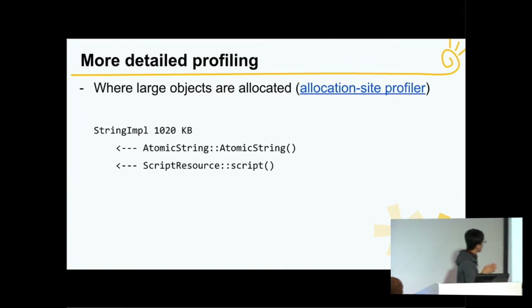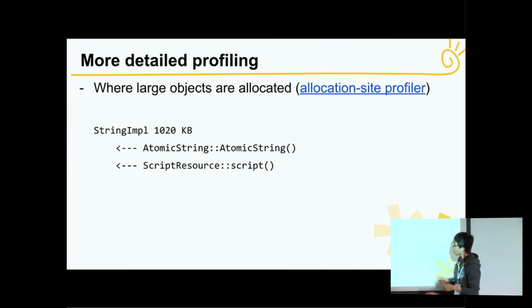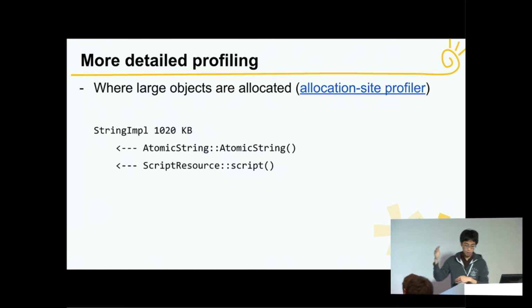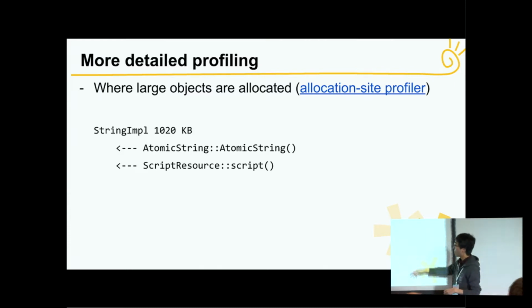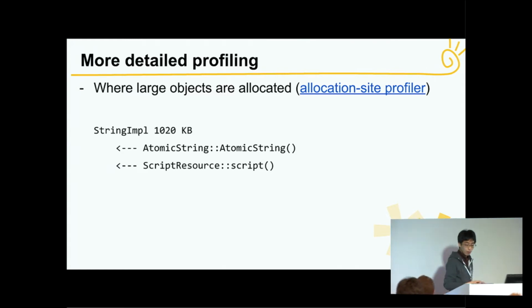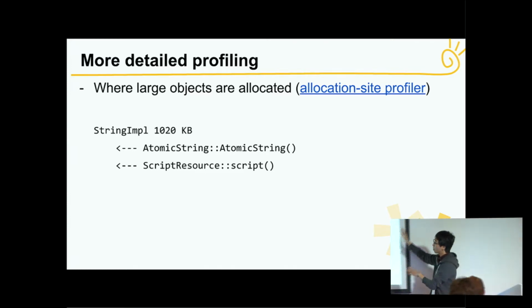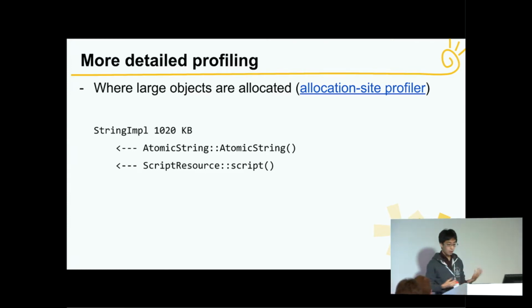And another important profiling information is where large objects are allocated. When we want to reduce memory, it is important to understand what allocated that object. In this case, there is a big string, 1 megabyte of string, and we can visualize the stack trace. This string is allocated from AtomicString, and it is allocated from ScriptResource. By this information, we can understand that this string is JavaScript source code. This way, memory infra is going to display where large objects are located using the stack trace.